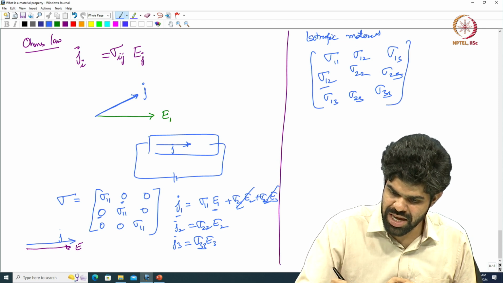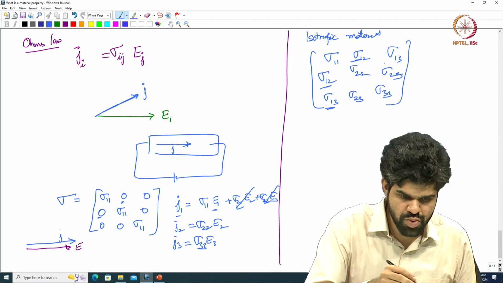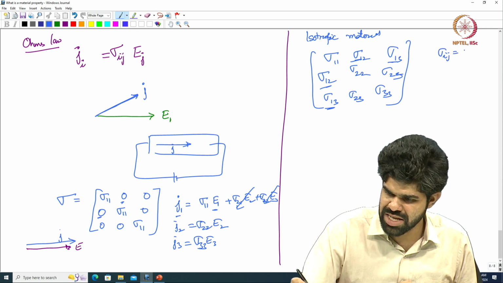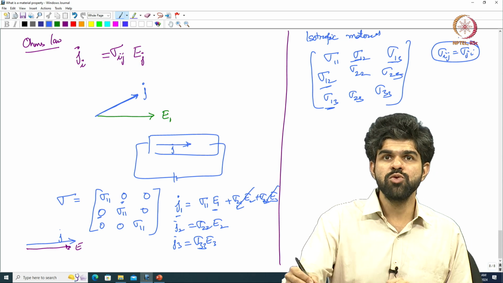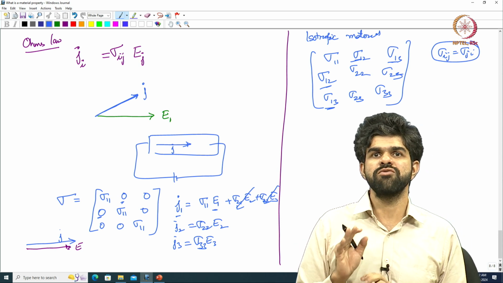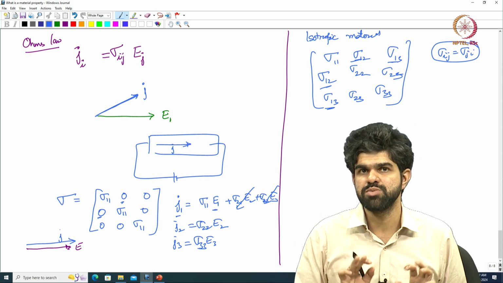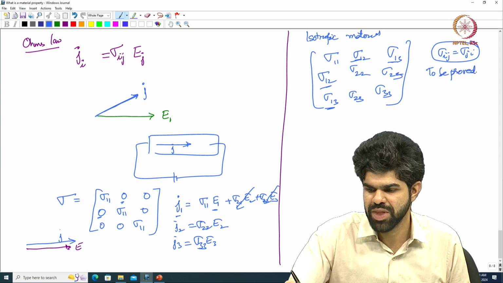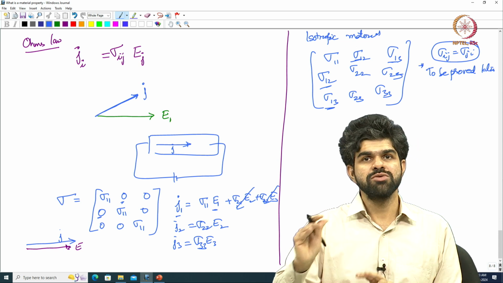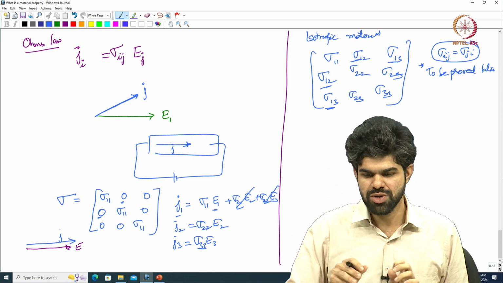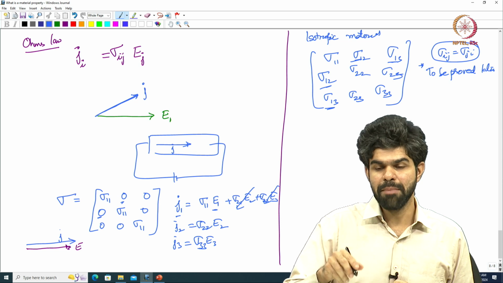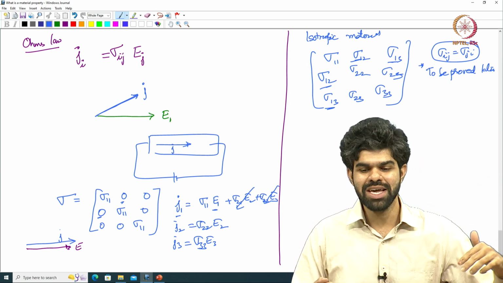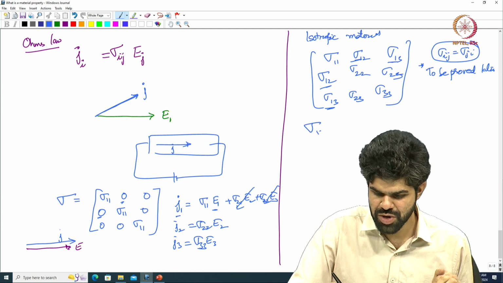Now, there is a reason why I equate these two, right. So, sigma ij is the same as sigma ji. I will prove this later, but this is a general property of a lot of these property tensors. For now just assume that this is the case, right. So, whether I apply electric field in direction 2 and measure current in direction 1, or the other way around, sigma 1 2 is equal to sigma 2 1.